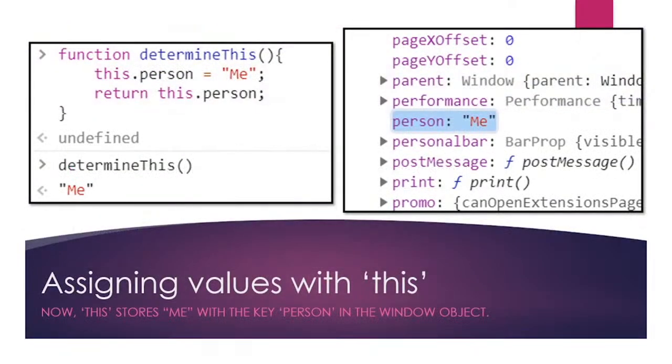Now let's see how we can assign values with this. Here's an example, function determineThis, where we use this.person = me. Here this means the window object, so this actually evaluates to window.person = me, and in the window object it adds person as a key and me as the value. So when we return this.person, it returns me.